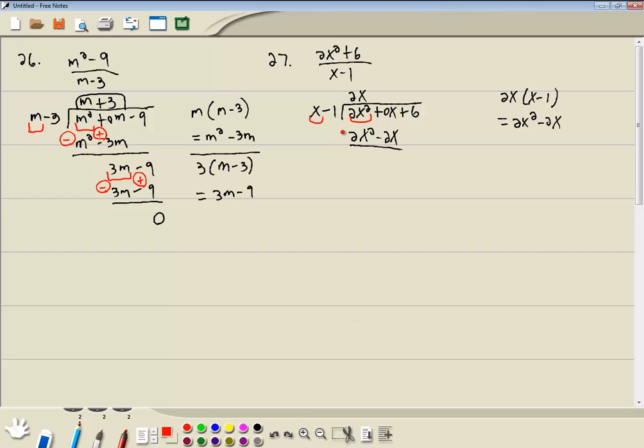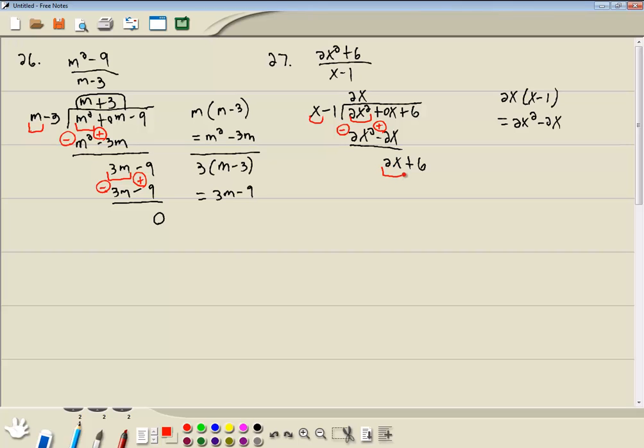Now we're going to subtract that line, which means flip signs. So this becomes a negative, and this becomes a positive. 2x squared minus 2x squared drops away. 0x plus 2x is 2x, and then I'll bring down the plus 6. And we repeat the process.